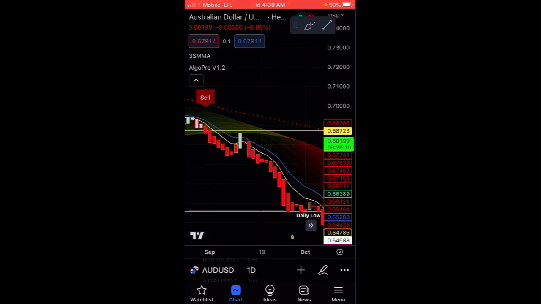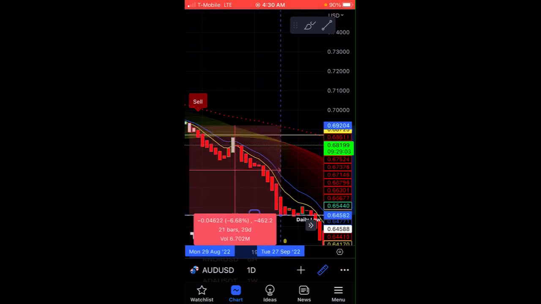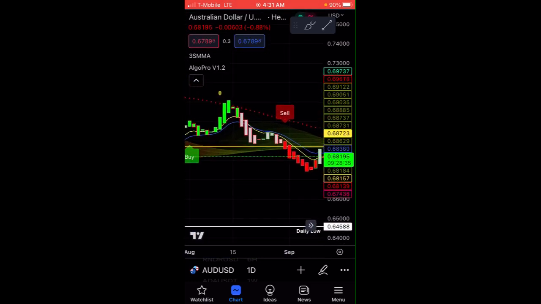We see another sell signal right here, and we come in here and we ride it out. If you had $1 as a lot size, you would have had a 4,692 pip move, that's almost a $5,000 a month income if you're at $1 with your lot size. You could slowly scale up, but that's some pretty nice income right there.